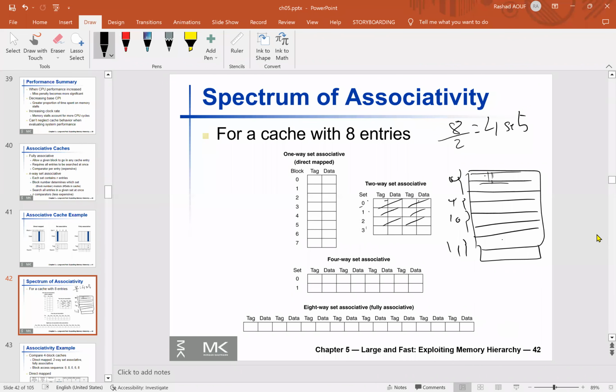Now here we are talking about 4-way set associative: 8 divided by 4 means we have 2 sets, 0 and 1. Each set has 4 entries. 8-way means 8 over 8, which is 1 set.